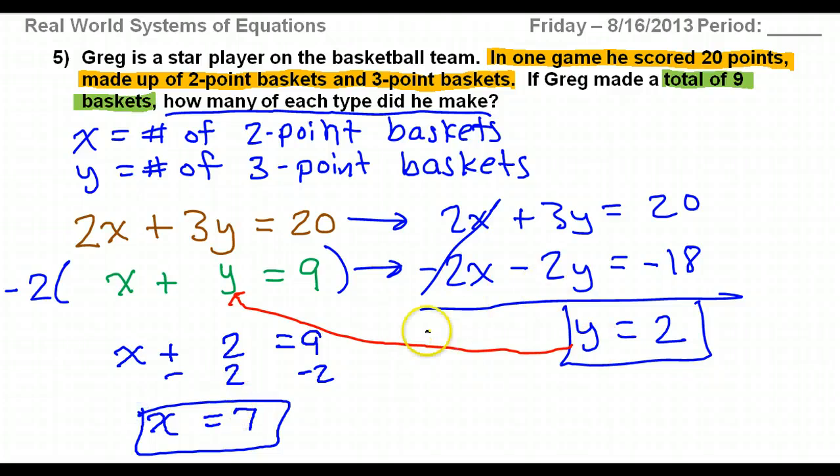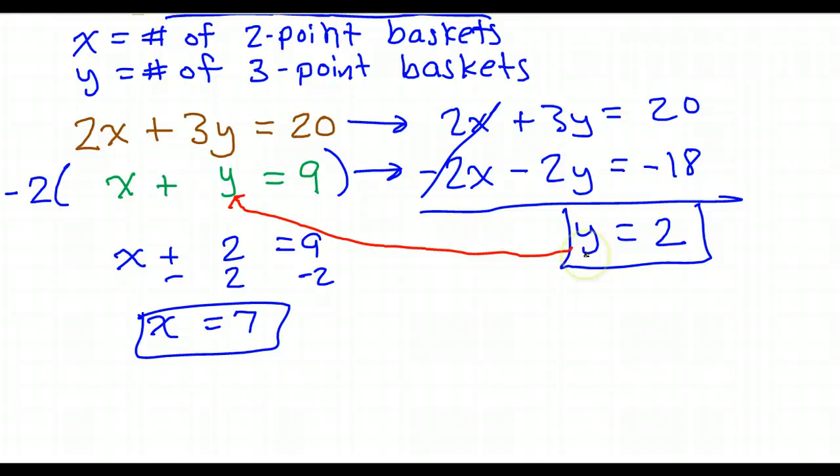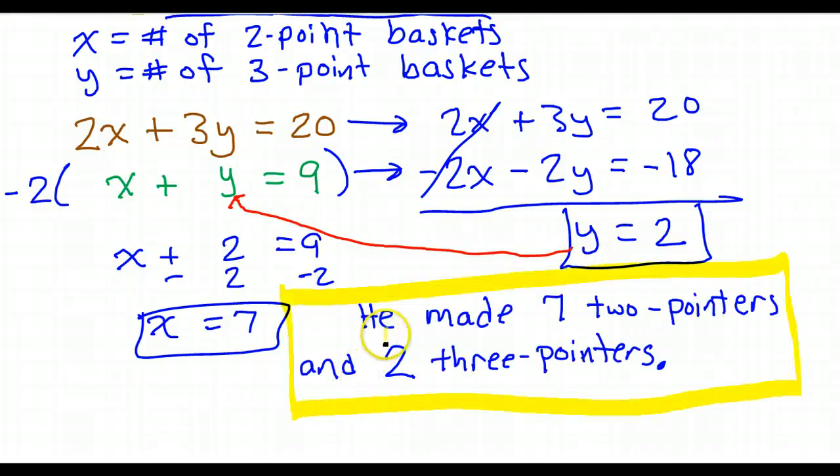Again, x and y, we made that up. We need to answer the question in words. This is a word problem. How many of each type did he make? Let's see. X is 2-pointers and y is 3-pointers. So in words, your final answer would sound like this: He made 7 2-pointers and 2 3-pointers.